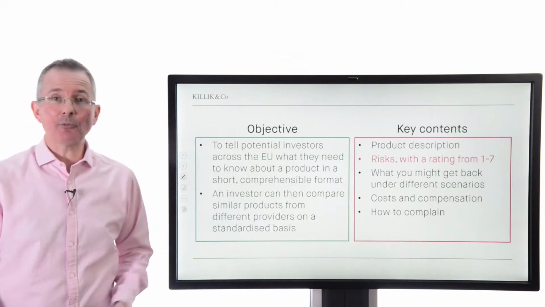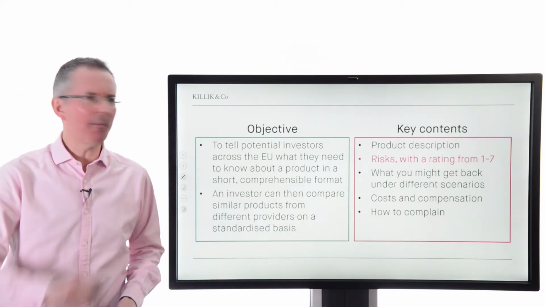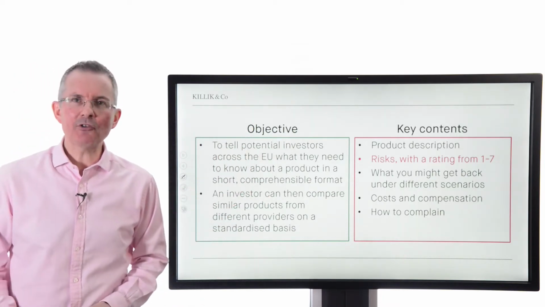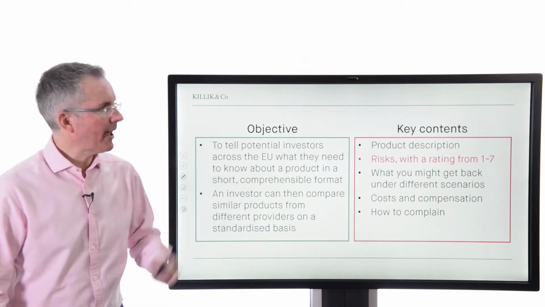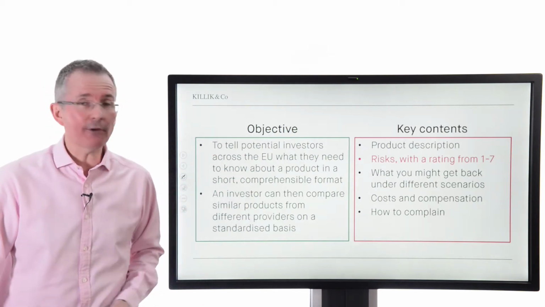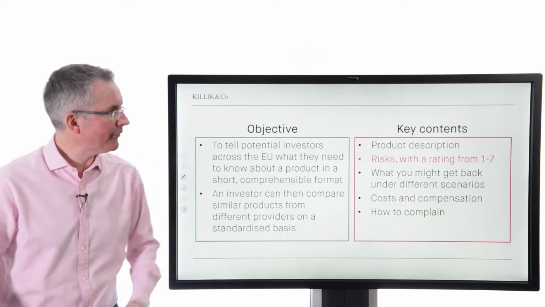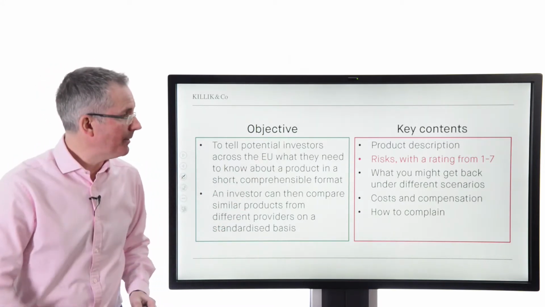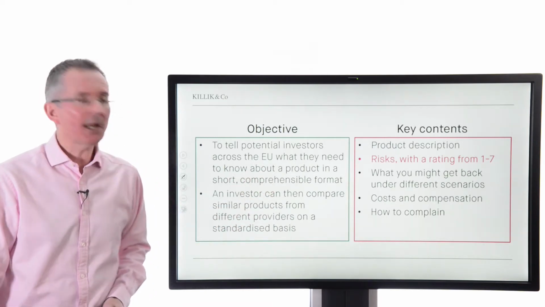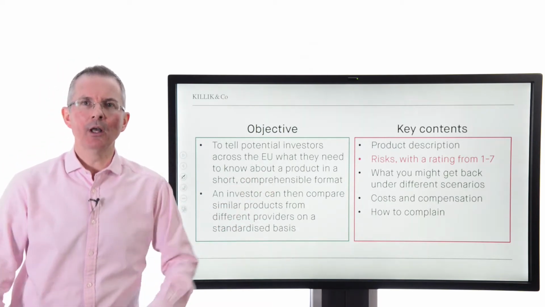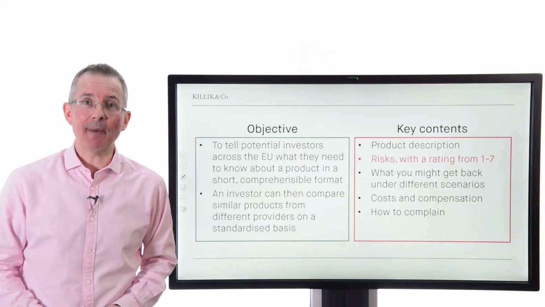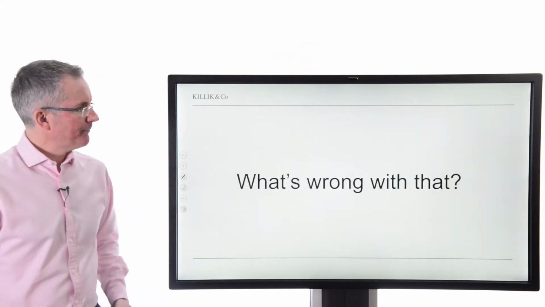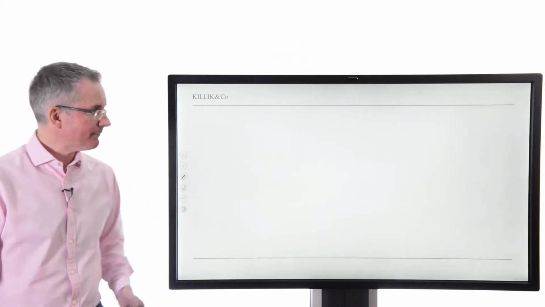If you want to be shopping around, you need some way of comparing one product to another, goes the argument. Key contents, sensible enough. A product description, so what am I buying exactly? Then a slightly more contentious bit, not in concept, but in the way it's been executed, a risk rating from 1 to 7, low to high risk. What you might get back under different scenarios, more about that in a moment, costs and compensation, and how to complain if it all goes wrong. So far, pretty sensible subheadings. So, what's wrong with that?